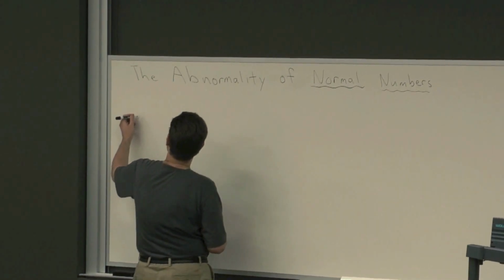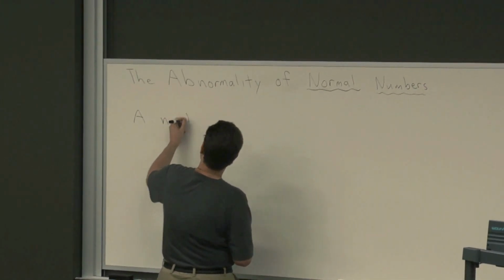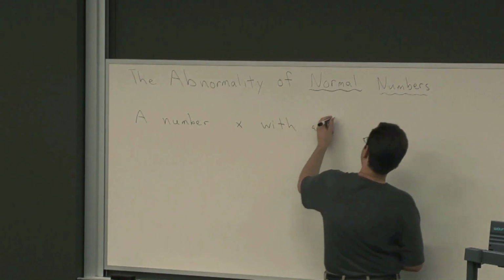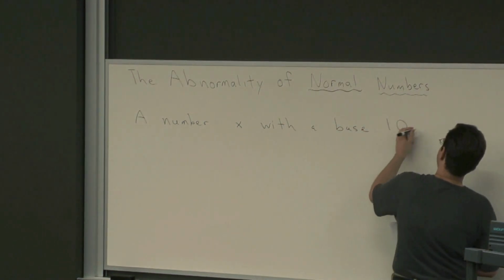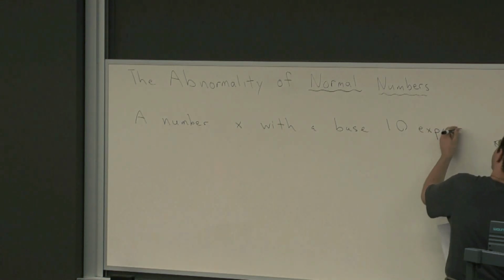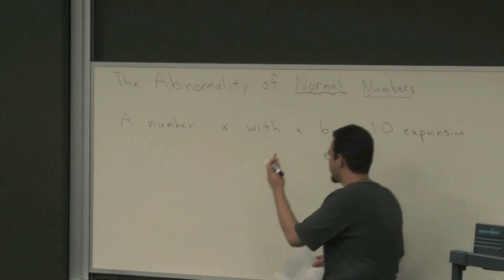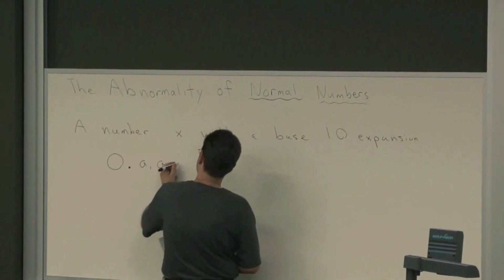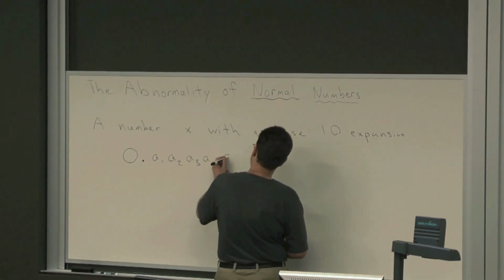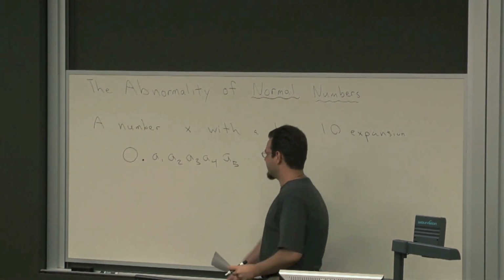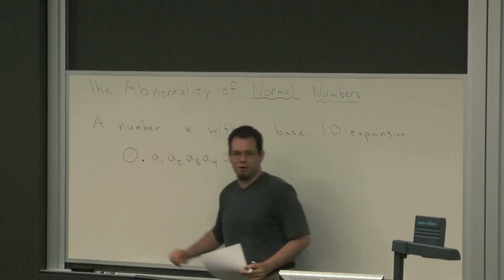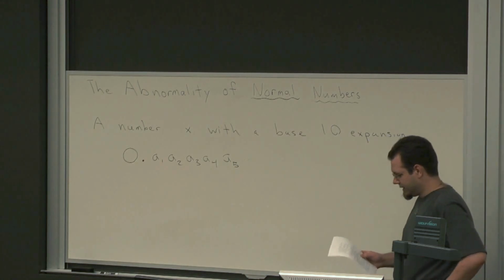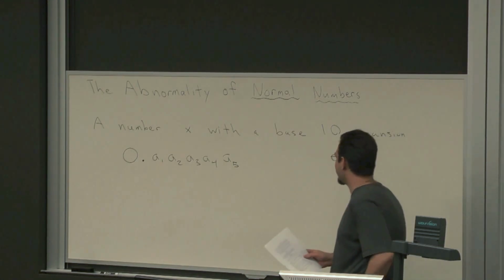So you have a number x with a base 10 expansion. All right, classic decimal expansion, and maybe we could write this as 0.A1, A2, A3, A4, A5, and so on and so forth, because I don't care about any integer parts over here. I just care about everything after the decimal.